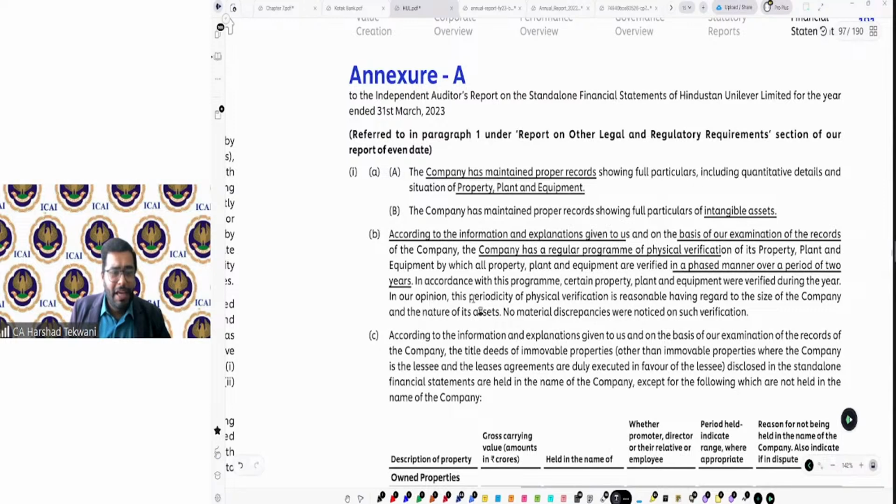Whether that periodicity is reasonable, yes, the periodicity is reasonable having regard to the size of the company. So they are talking about periodicity also. Then material discrepancy. They are saying no material discrepancies were noted on such verification. So there is no discrepancy.